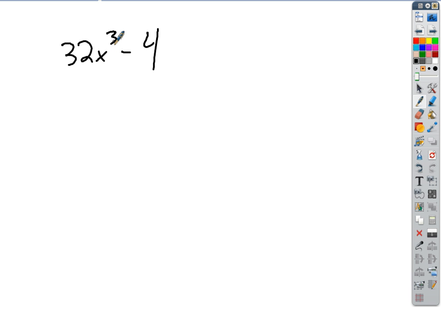Okay, now factor out a 4. Yeah, I could divide a 4 out of both terms. Factor it out. So if I pull a 4 out of each term, if I undistribute a 4, I'm left with what? Okay, 4 times what is 32? 8. x cubed, and then 4 divided by 4 is 1, right? Now that's better. That does look like a difference of cubes, doesn't it?